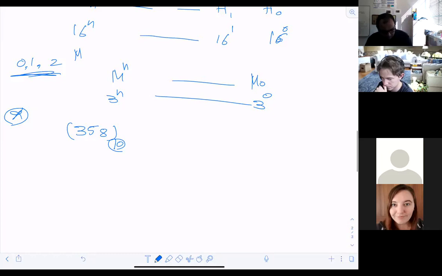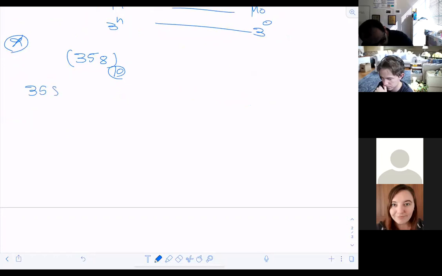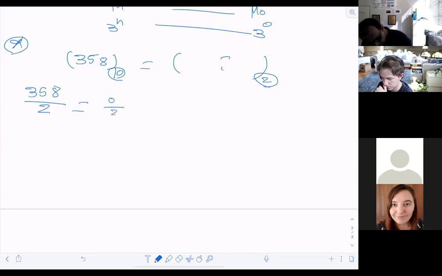Let's see what this is, right? So 358, I'm going to start dividing by 2. Why 2? Because I'm looking for the equivalent in binary. So 358 divided by 2. To make it easy, I'll just use my phone. 358 divided by 2 is 179, which means there is no remainder, right?